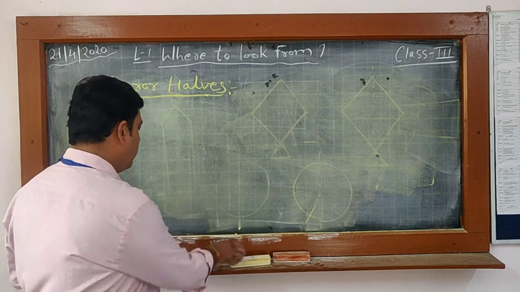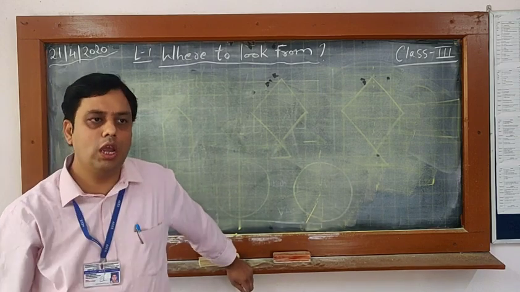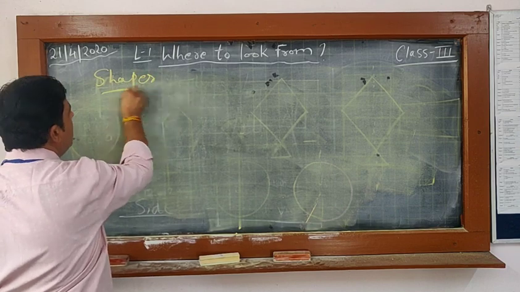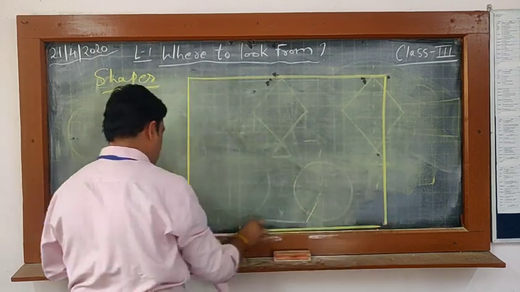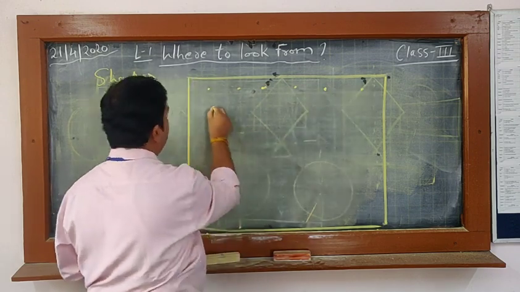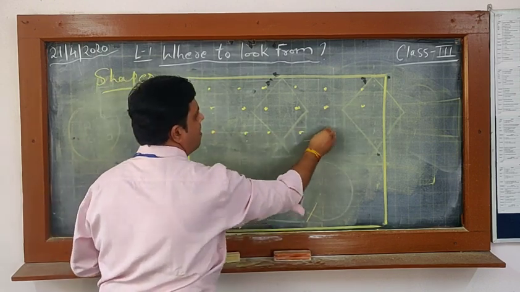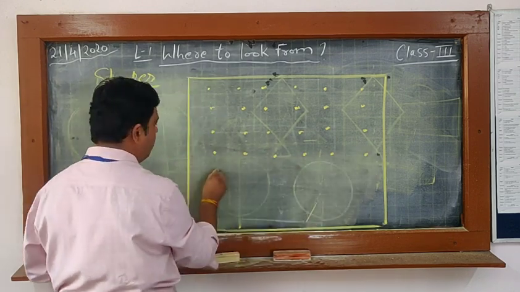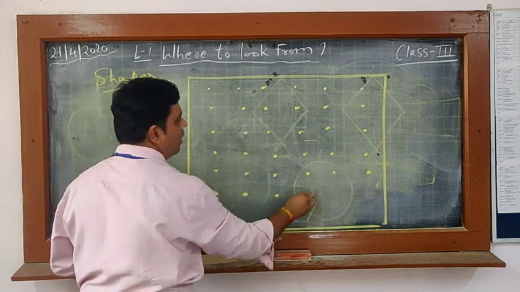And the third question given is: draw different shapes or pictures using a grid. In this question, this type of grids are given, dotted grids, in the book, and you have to draw different shapes and different pictures in these dotted grids.